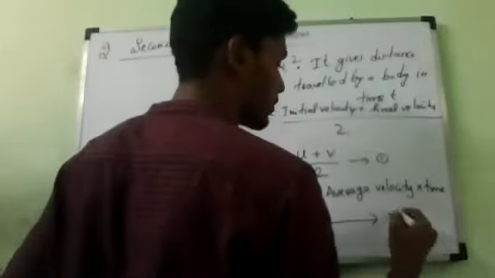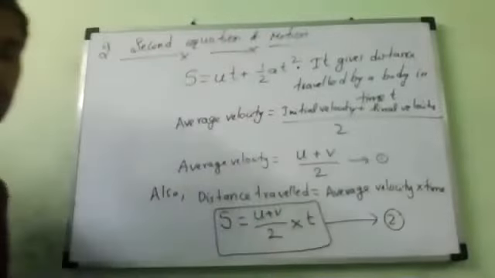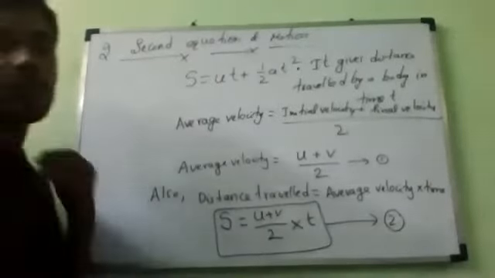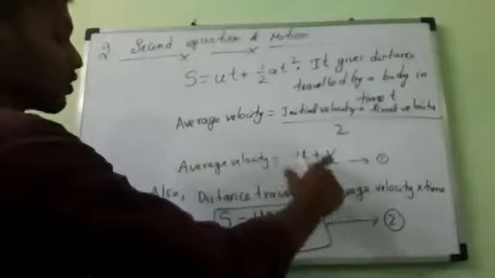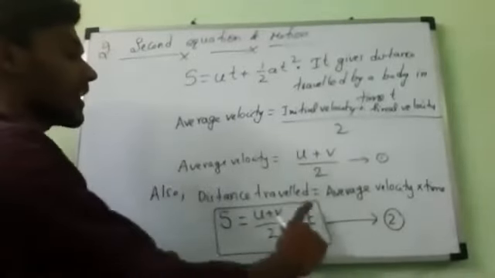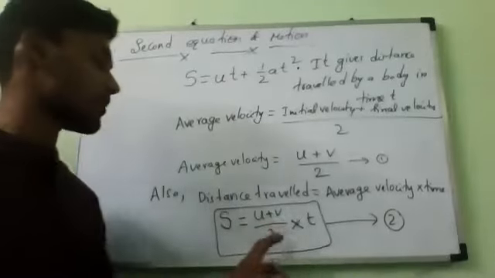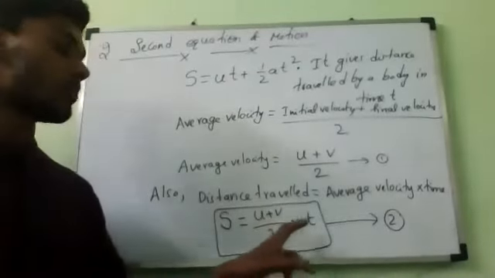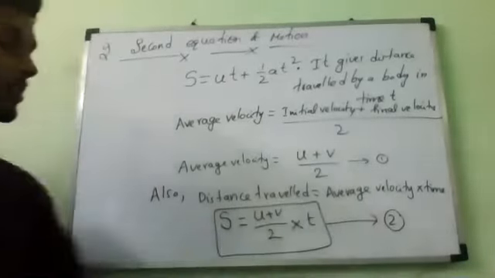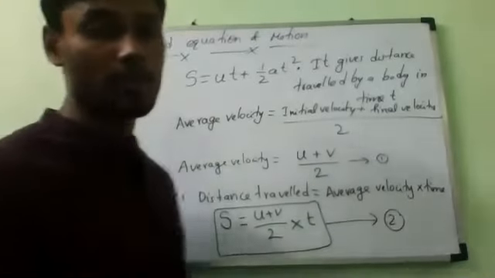Now, assume this as equation number 2. Solve it, all of you. If you have a doubt, you ask me. Average velocity is equal to U plus V by 2. Distance traveled is equal to average velocity into time. I have just substituted: S equals U plus V divided by 2, into time. That's all. This is equation number 2. Clear? Any doubt?